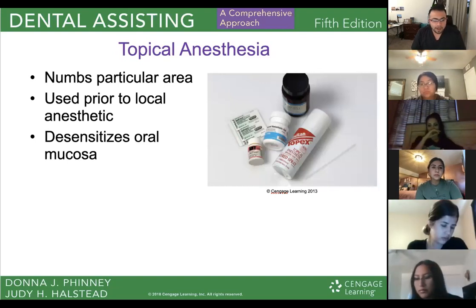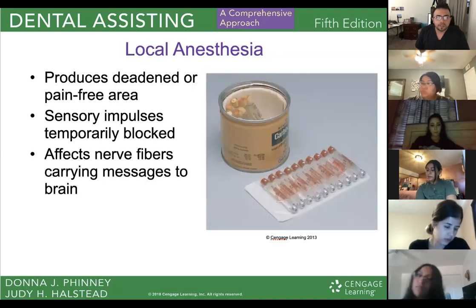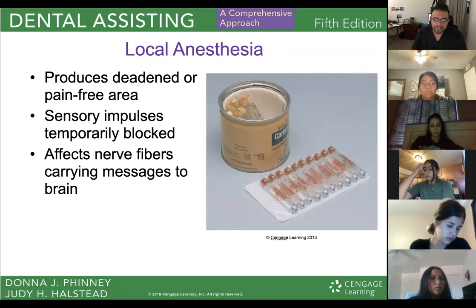Topical anesthetic is often used prior to local anesthetic. The nerve endings in the mucosa are desensitized, causing numbness. This alleviates the sensation of the pinch of the needle that's used during local anesthetic. Local anesthetics are used to reduce the sensation of pain. It reduces pain, touch, and heat to a particular area. So this type of anesthetic works on the nerve fibers to block sensory impulses.